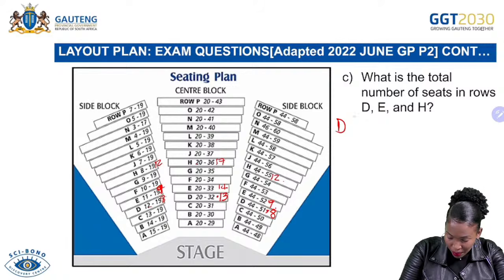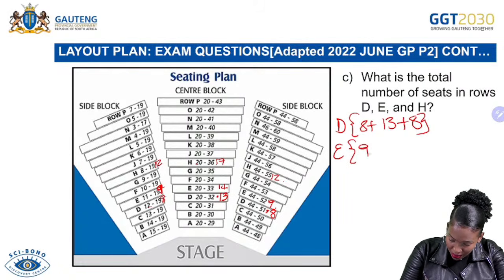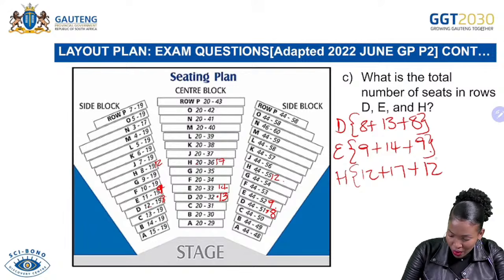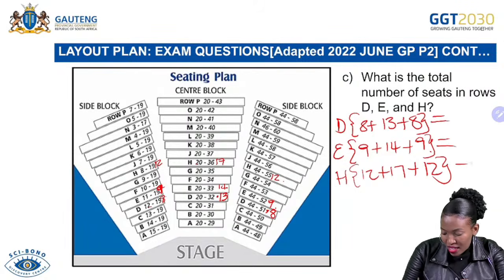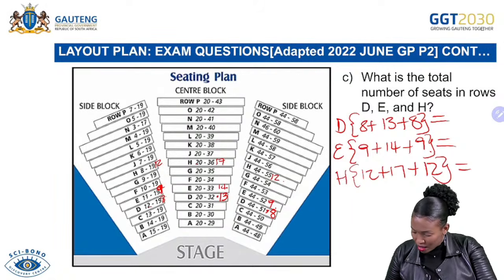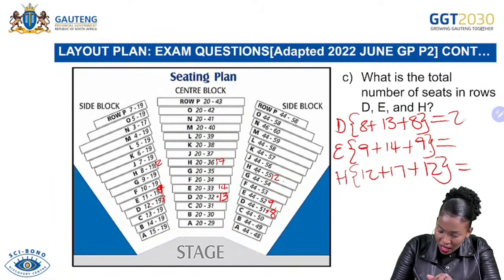For D, it must be 8 plus 13 plus 8. And then for E, it must be 9 plus 14 plus 9. And then for H, it must be 12 plus 17 plus 12. So let's see the totals and then we'll do the grand total. So it is 16 plus 13. It is 29 here.